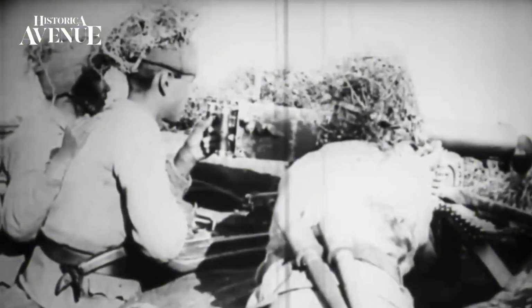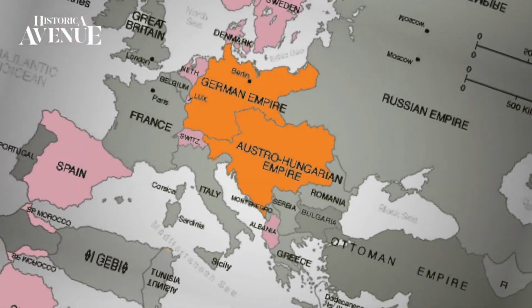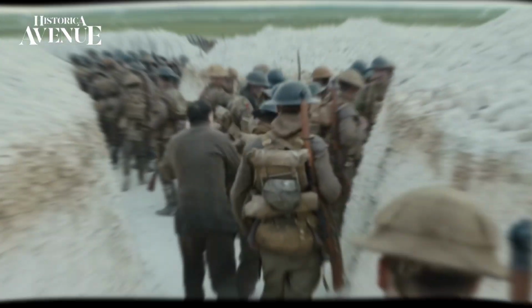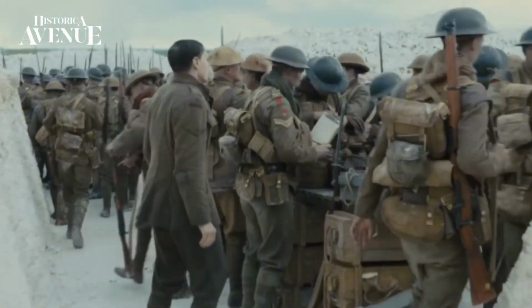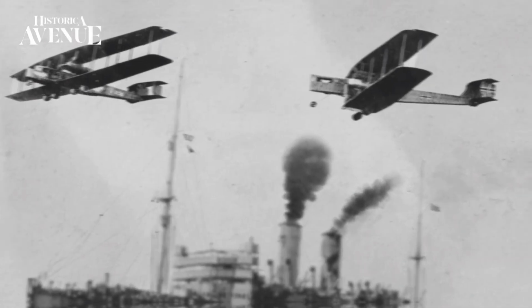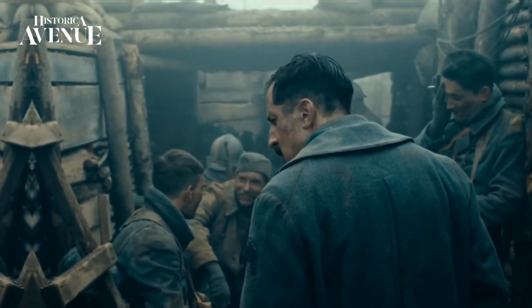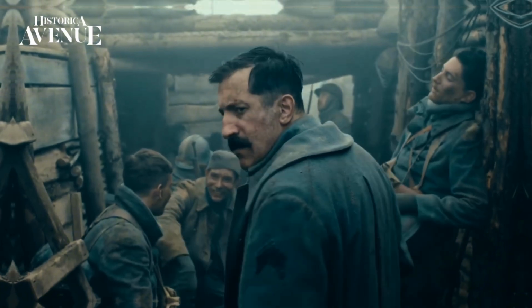Today, we're going to talk about one of the most important events in world history, World War I. This war took place in 1914 to 1918 and involved many countries in Europe and around the world. But what caused this war to happen? Let's find out.